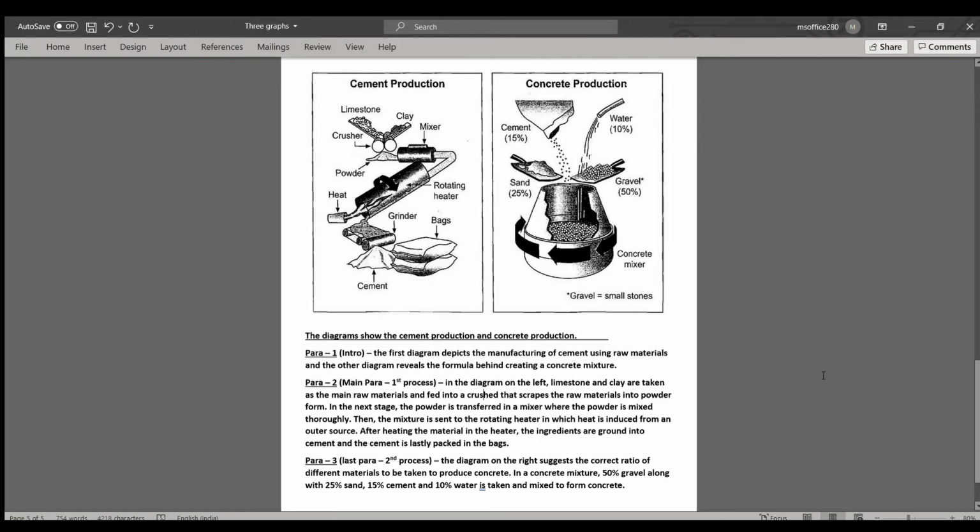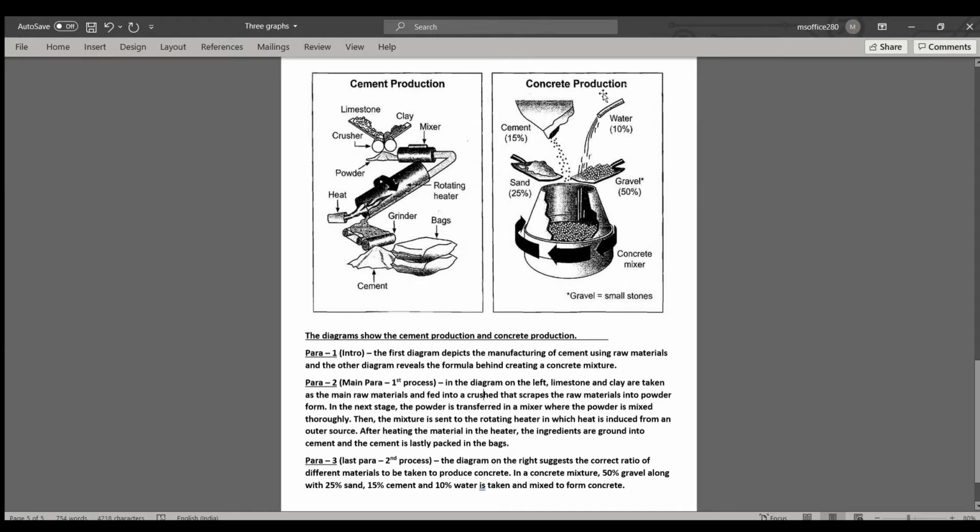Hello everyone, welcome to this video, and in this video we are going to discuss the diagram again. Previously, in video number 3 or 4, we discussed a flow chart, and that was also under the category of a diagram. Now this is a diagram with two different parts. The left diagram is about cement production, whereas the right diagram is about concrete production.